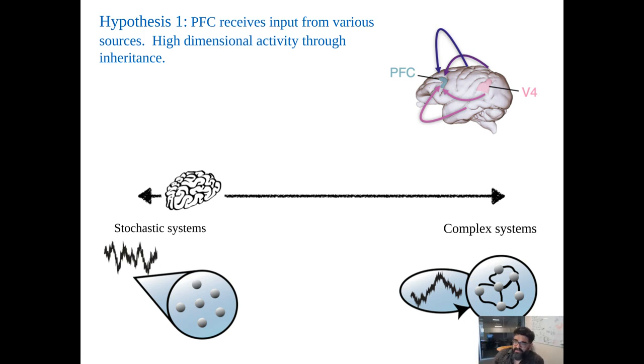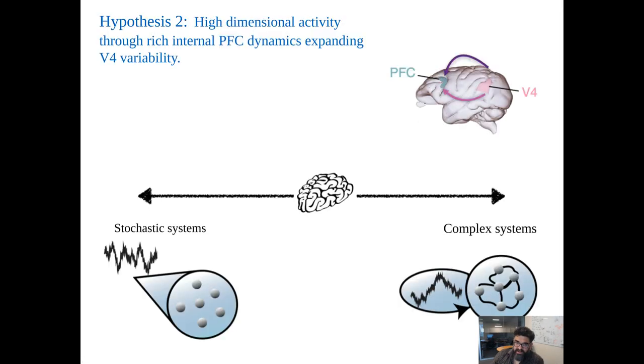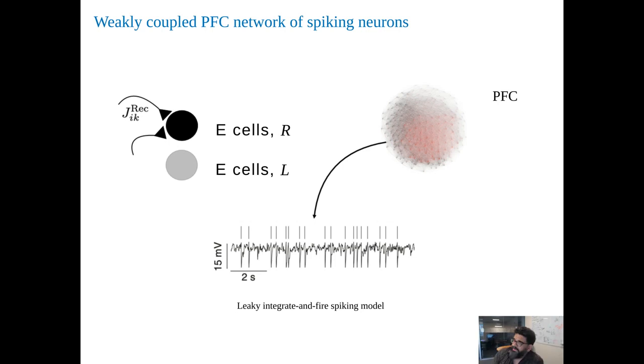We can't discount this, but today what I want to do is explore the other possible mechanism here, namely that there is still just 2 sources of variability, a one-dimensional source from the left V4 and a one-dimensional source from the right V4. So that would be sort of 2-dimensional inputs coming into PFC, but it's the internal interactions within PFC that are able to amplify and expand the dimensionality of the inputs that it's receiving from V4. So I want to propose and explore this hypothesis in the remainder of the talk here. So let's build a model of PFC here.